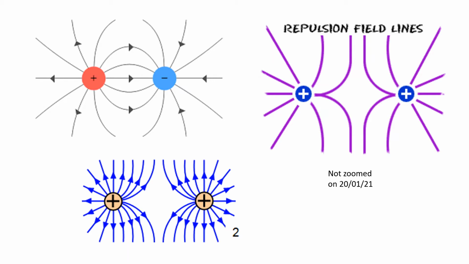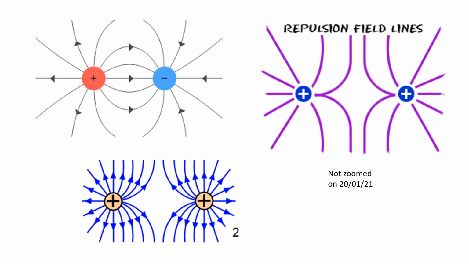Now, if you look at the top left, if you have a positive charge and a negative charge, these are the field lines. The positive charge would go towards the negative charge, and the lines are shown as follows. So remember that the positive charge will always go towards the negative charge.